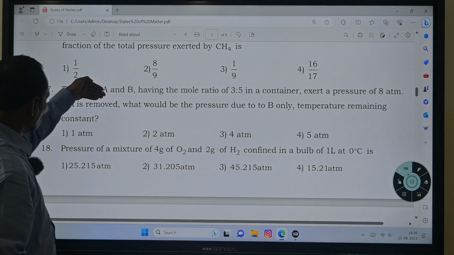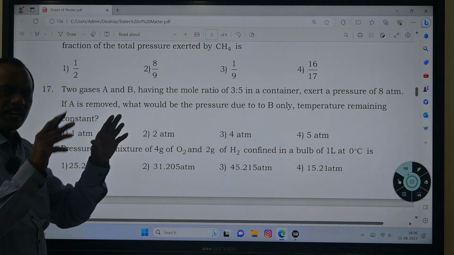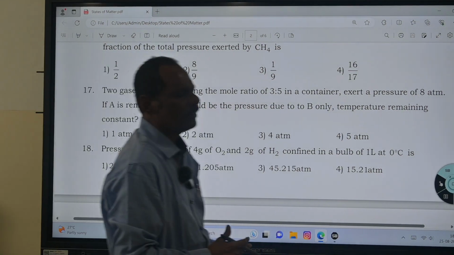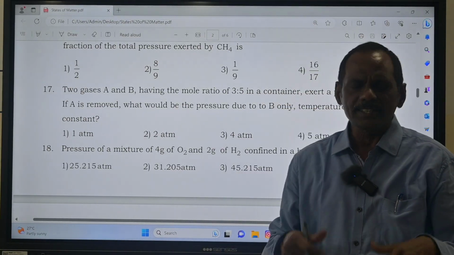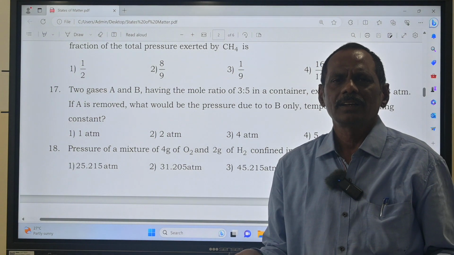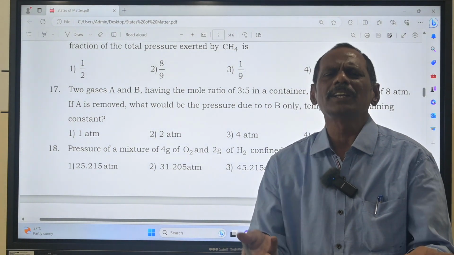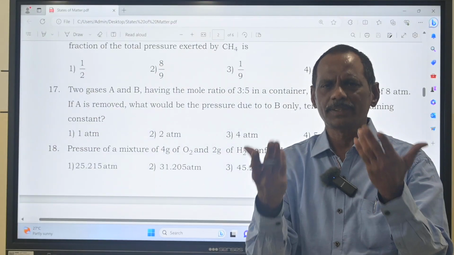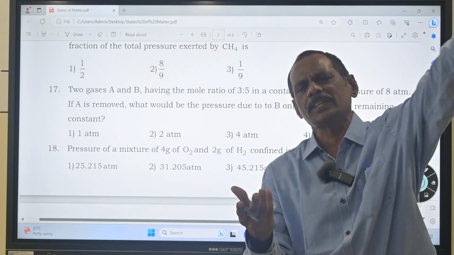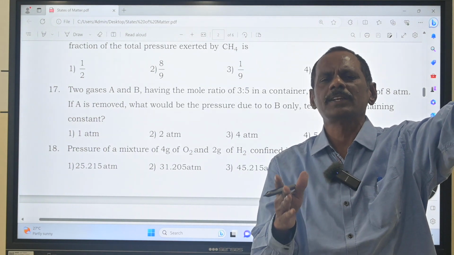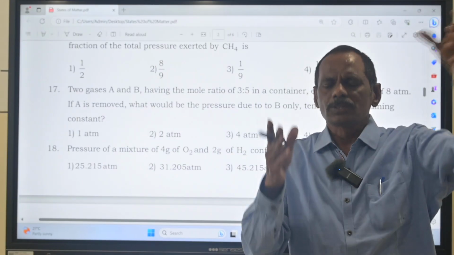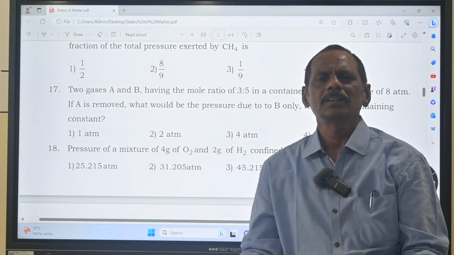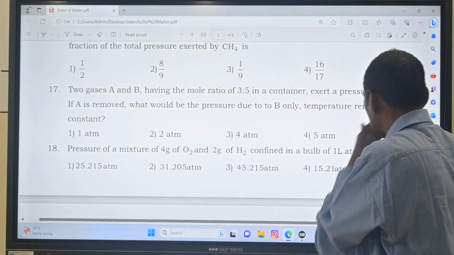If A is totally removed from the container, what will be the pressure of B? If A is completely removed from the container, the pressure of B is nothing but its partial pressure. In the gas mixture, A and B are there. If A is completely removed, then only B remains in the vessel. So, if only B is present in the vessel, the pressure exerted by B is called the partial pressure of B.